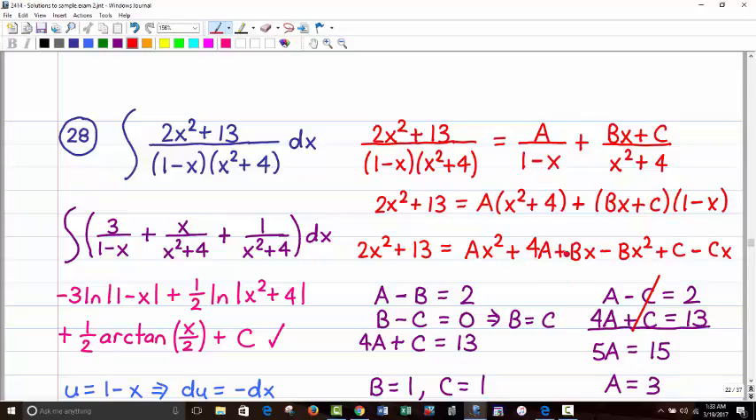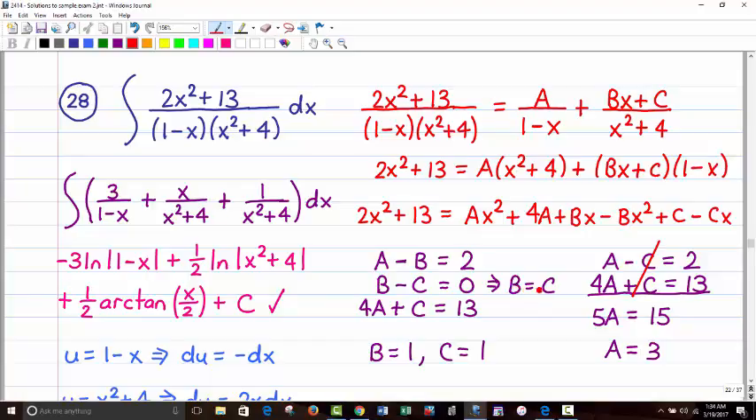So if ax squared minus bx squared equals 2x squared, that implies that a minus b would have to equal 2. And I have a bx minus a cx, but I don't have an x on the other side. So that's pretty much just saying there's a 0x on the other side. So if bx minus cx equals nothing, that means b minus c would equal 0. So that tells me b would have to equal c. And the last one, I have a 4a plus c set equal to that constant 13. So 4a plus c equals 13 with b equals c.